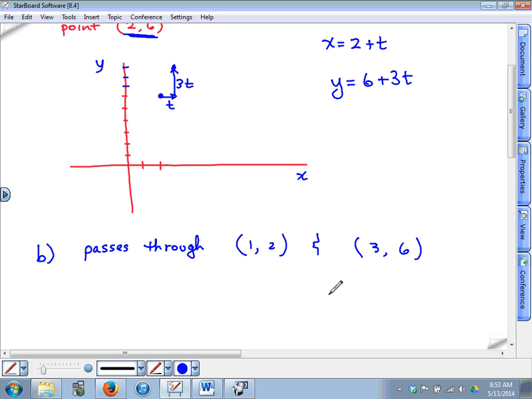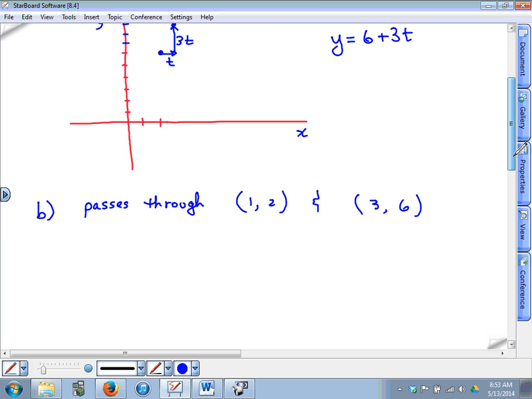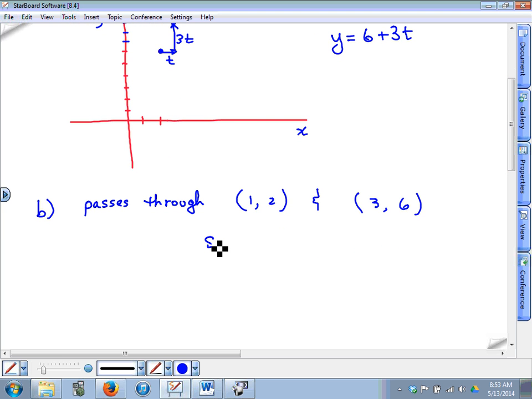What are we missing, obviously? Slope. Pretty easy to find, though. We've got to find the slope first, and then do the same exact thing we did on the last problem. So the slope is the difference in y values, 6 minus 2, divided by the difference in x values. So, slope is 2.